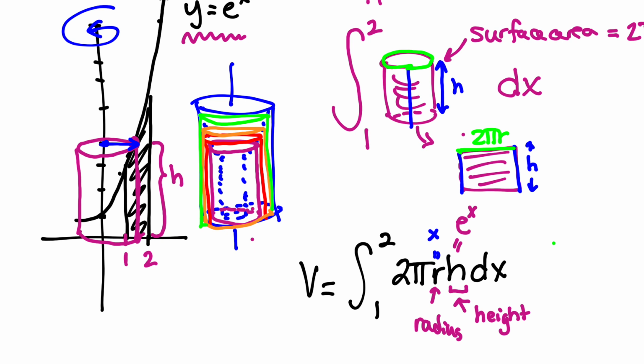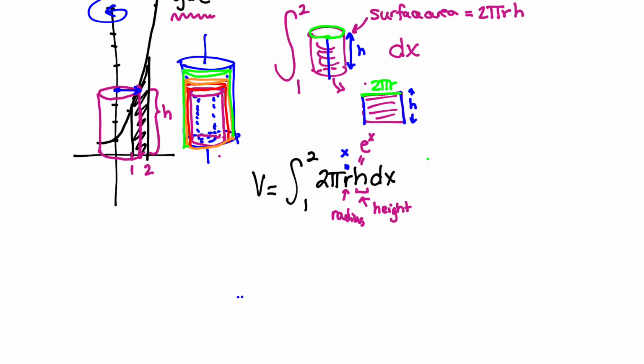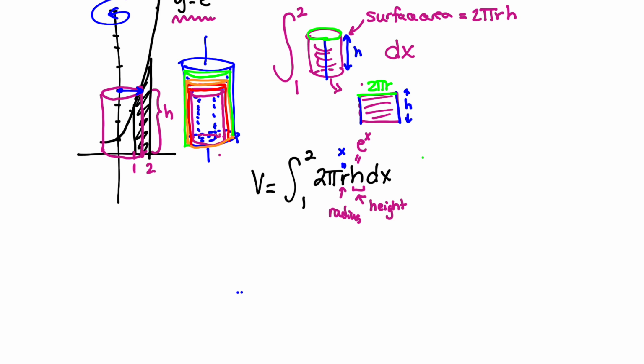The only time it's going to change and not be x is if, for instance, instead of rotating around the y-axis, I was rotating around the line x equals -10. Now all of a sudden I've got a very different radius. If I move my axis of rotation, then that's going to change. But otherwise, with cylindrical shells, your radius will always match your variable of integration. So this integral right here gets me the volume for this shape.